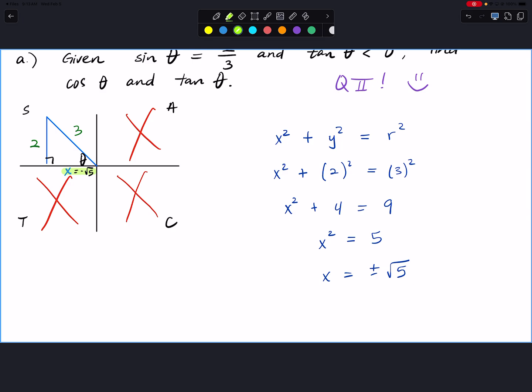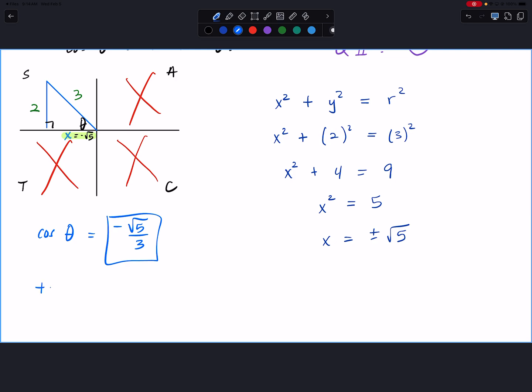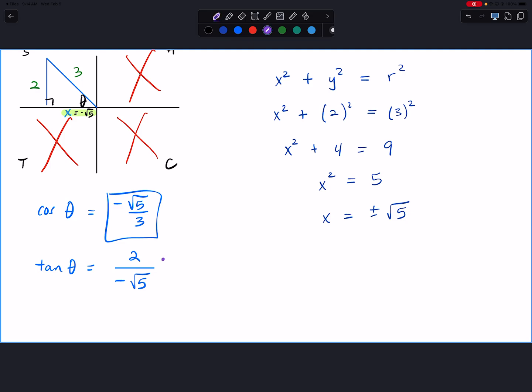All right. So cosine, now that we know this, cosine is what over what? Adjacent over hypotenuse. So cosine is going to be the negative root 5 over 3. So cosine of theta is equal to adjacent over hypotenuse. So it's going to be negative root 5 over 3. Tangent of theta is opposite over adjacent. So it's going to be 2 over negative root 5. Can we leave our answer like that? Nope. So rationalize. So multiply top and bottom by the radical. And we get 2 root 5 over 5, but don't forget it's negative.